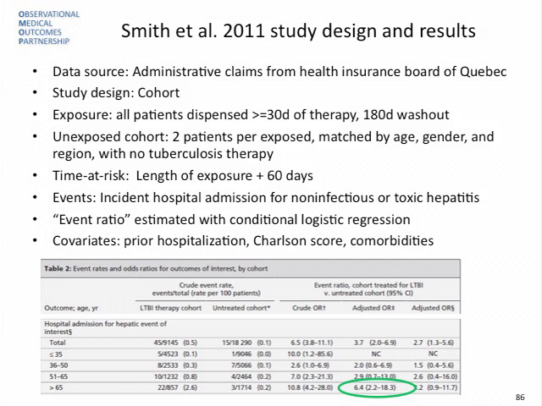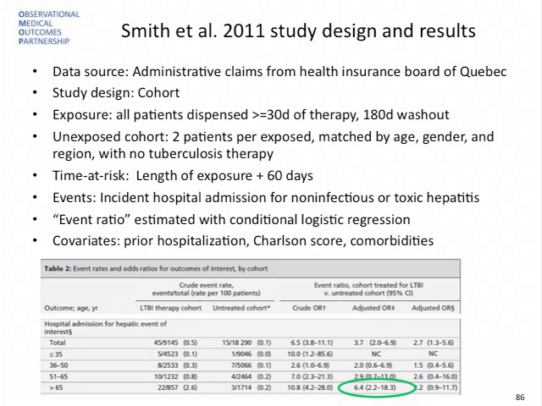They looked at that period of exposure time plus an additional 60 days beyond. That was considered the time at risk during which any events that we were interested in would be counted as related to the exposure. The outcome of interest was a new hospital admission for hepatic events as they define them, and so on and so on.